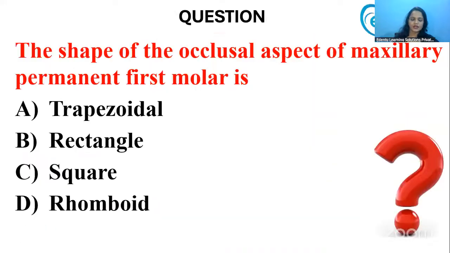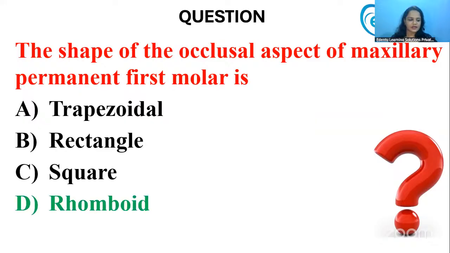Okay. Now, next question. The shape of the occlusal aspect of the maxillary permanent first molar is. What is the shape? Is it trapezoid, rectangle, square, or rhomboid? Yes. Okay. So the shape of the occlusal aspect of the maxillary permanent first molar is usually rhomboid in shape.